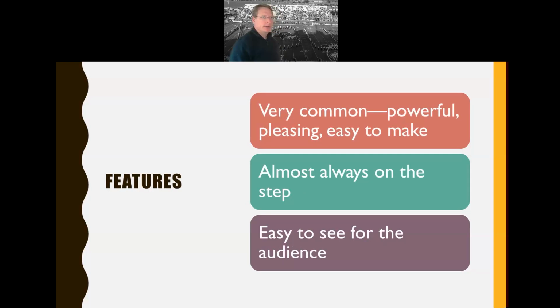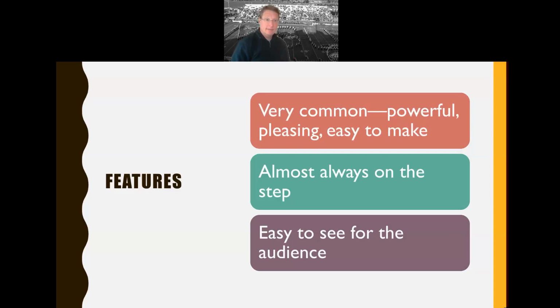Features of block-based forms. They're common, they're powerful, they're pleasing to look at. They're easy to make, and I mean they're easy to make on drill coordinates. They're not necessarily easy to dress, right? They're almost always on the step, right? Every single diagonal we looked at today and countless more are on the step, which means that nobody's got a 0.5 or 0.25 step to worry about. It's always exactly on the grid. And chances are the vast majority of diagonals and blocks and stuff are going to be on the step.